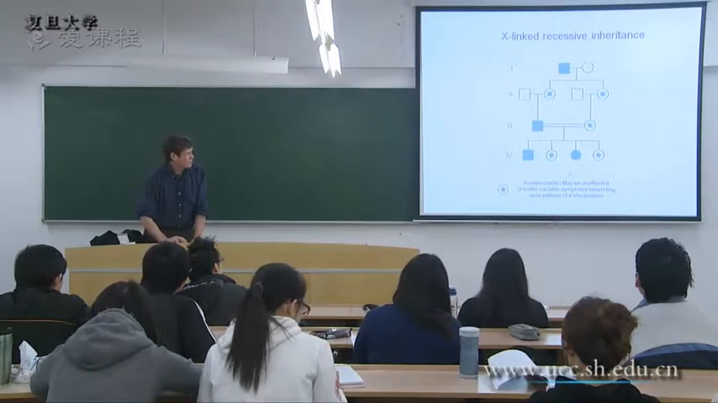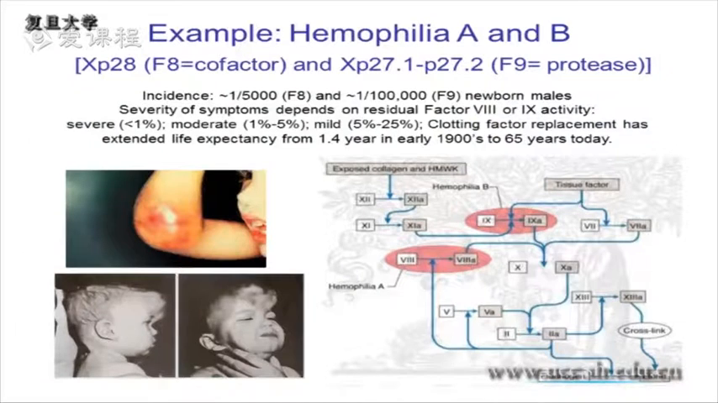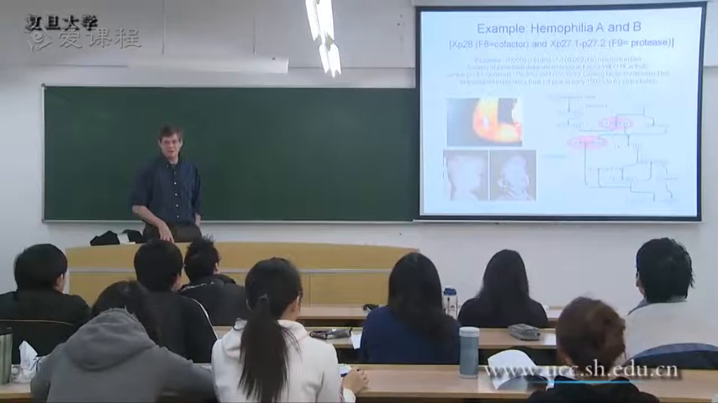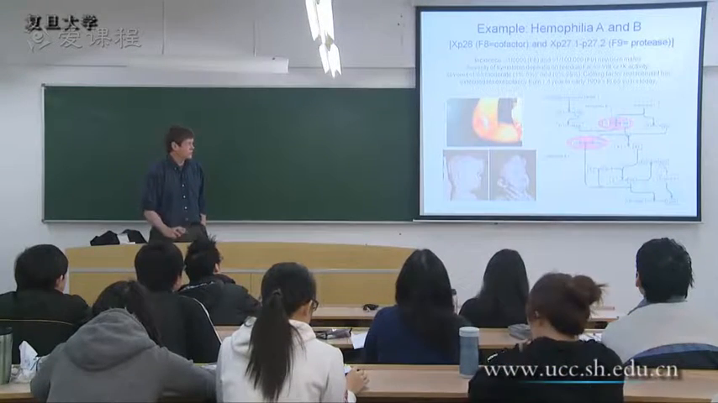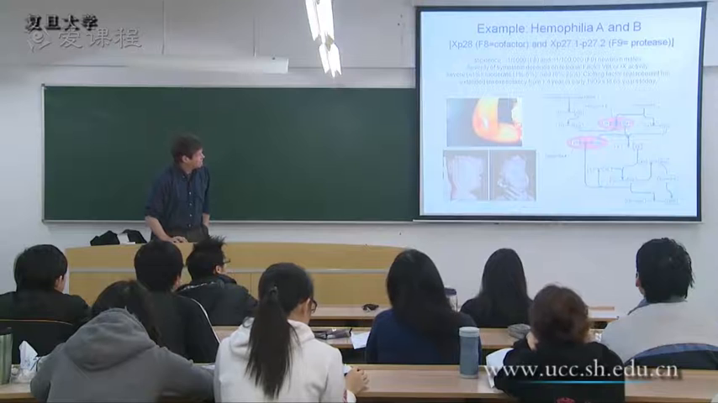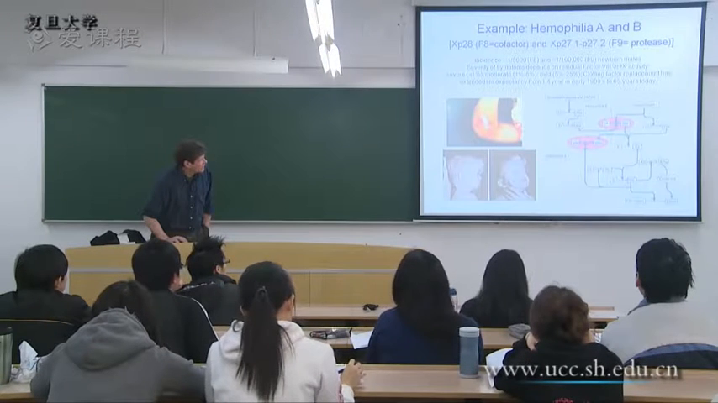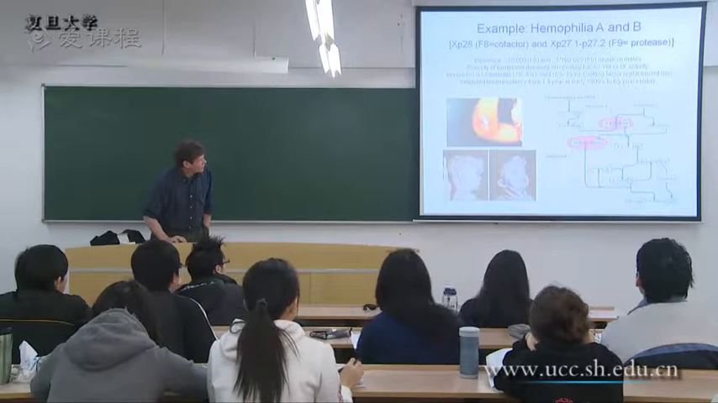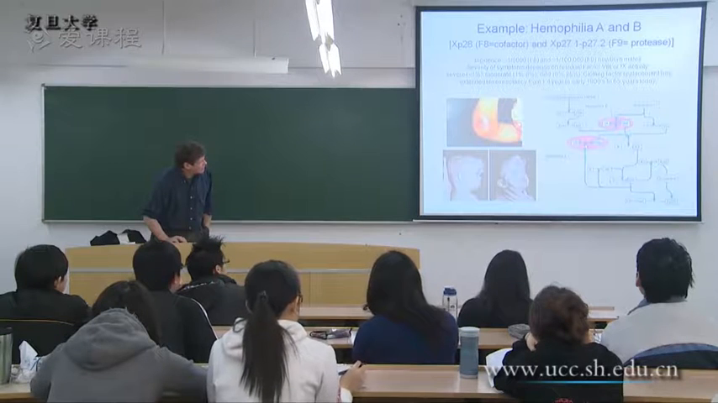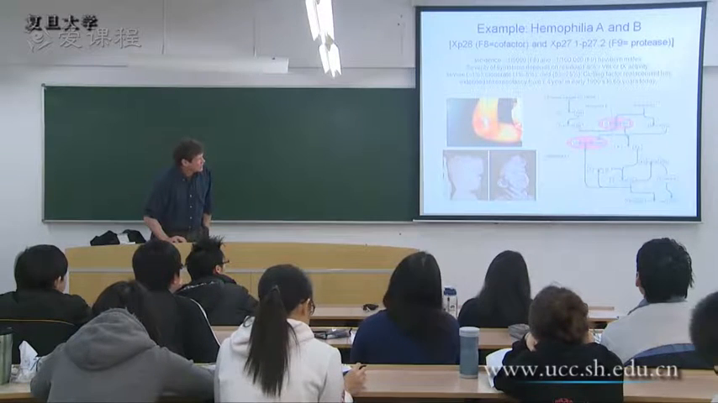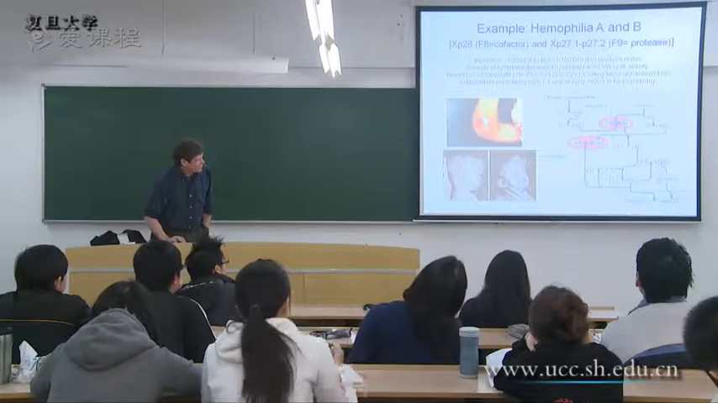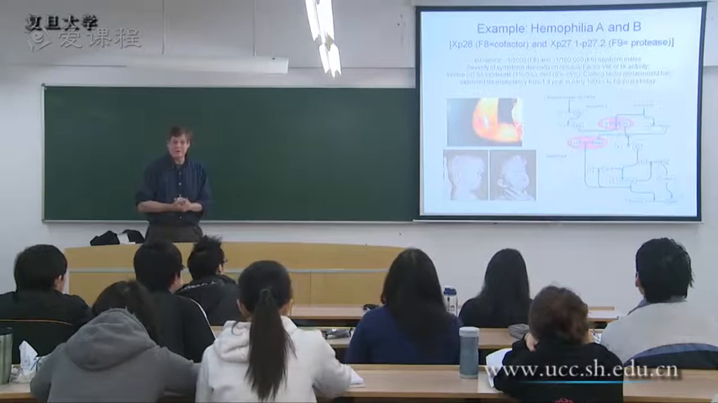Now, the most famous example of this is hemophilia, A and B. And this is famous, among other reasons, because it's a mutation that occurs in the royal families of Europe, including England and other countries, Russia. And this is caused by a defect in one of two proteins, either the clotting factor 8 or clotting factor 9, that's required to allow blood to clot.